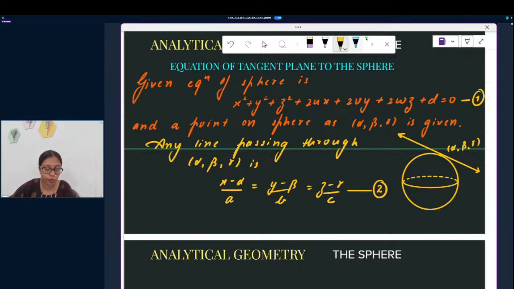So what we do, we find the point of intersection of 1 and 2. Basically we try to find that k value, right? Right now I'm just assuming that it's just a line like this. Right now it is not representing the tangent. Right now it is representing any random line. So what is the point of intersection of this line and the sphere?